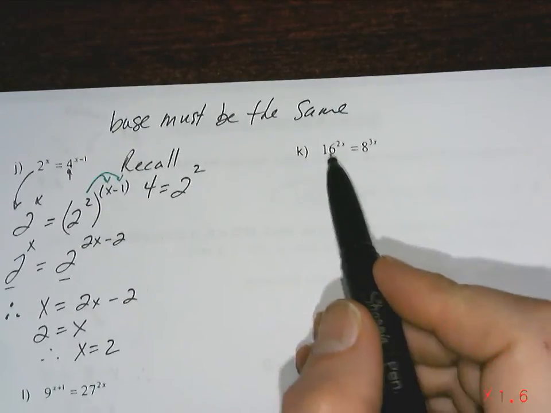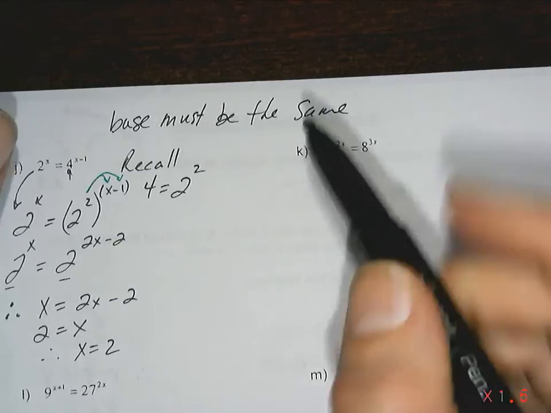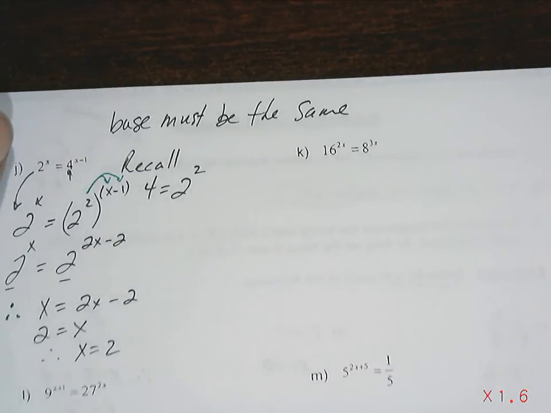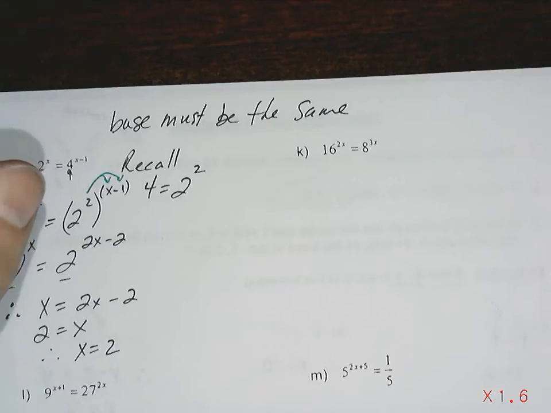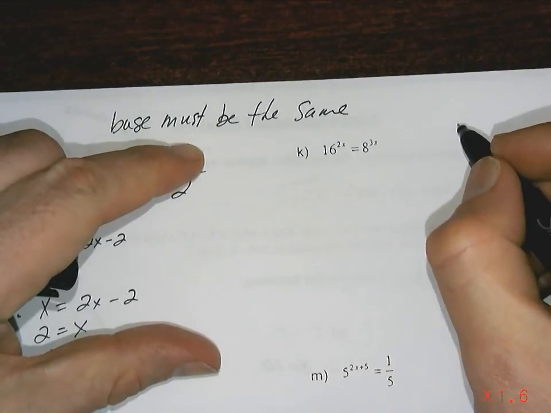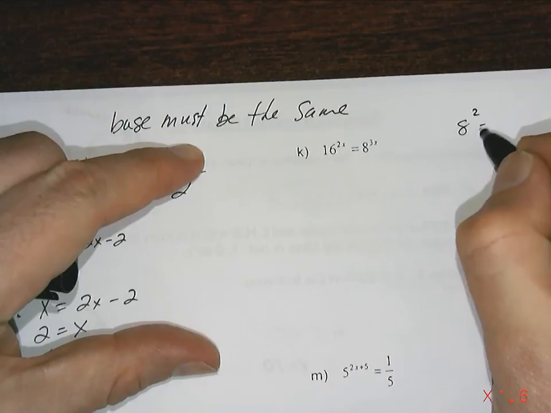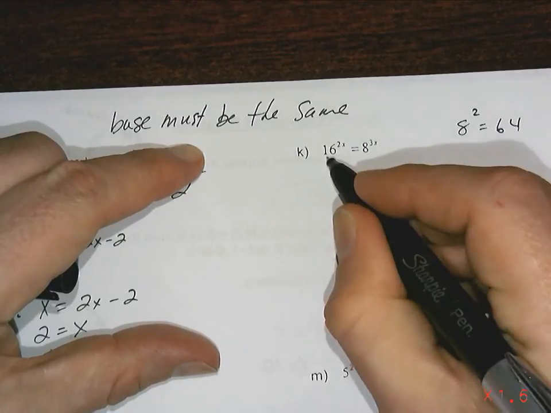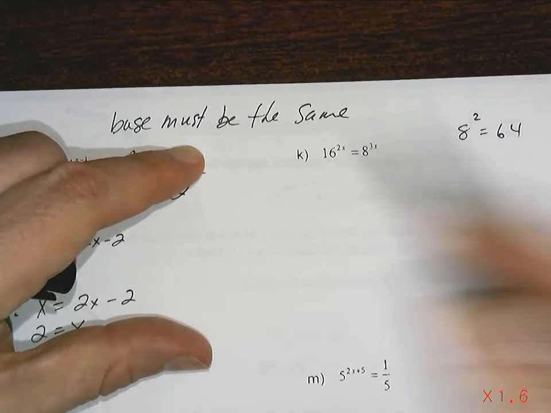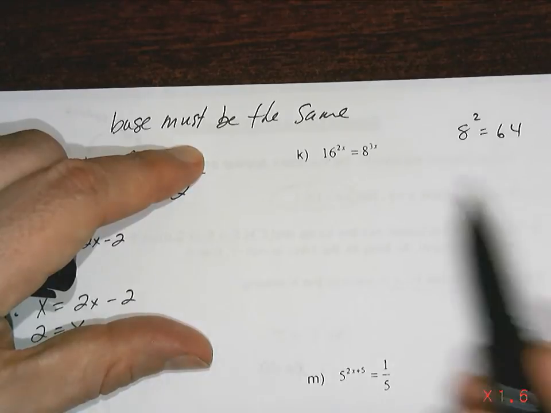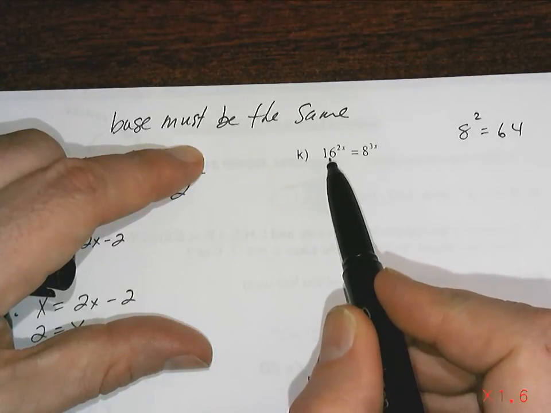Okay, so here we have 16 and 8. So we want to change the 16 to 8 something, right? Well, it doesn't work. 16 does not go into base 8. If you try to do 8 squared, that's 64. It's not 16. So no go. Watch out for that. I cannot change this to base 8.